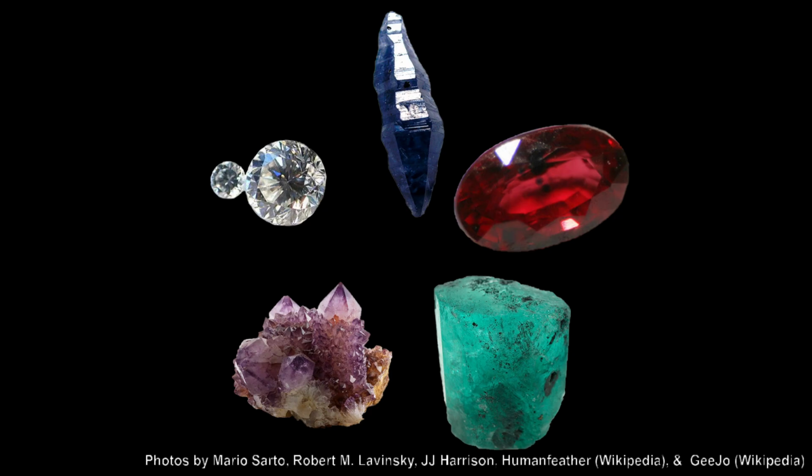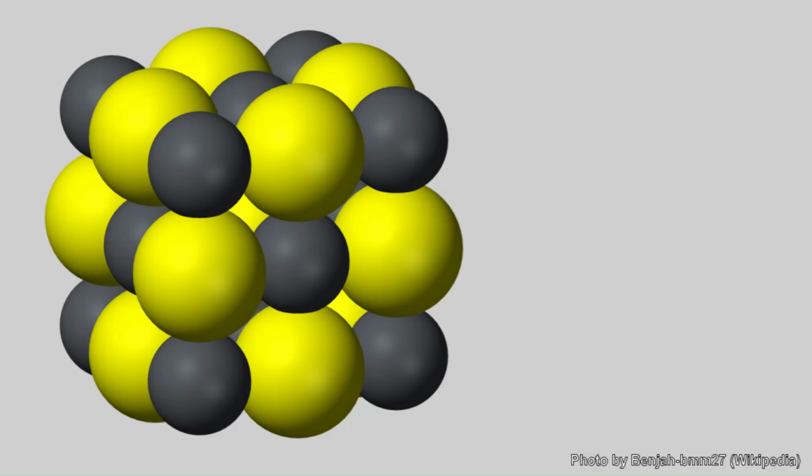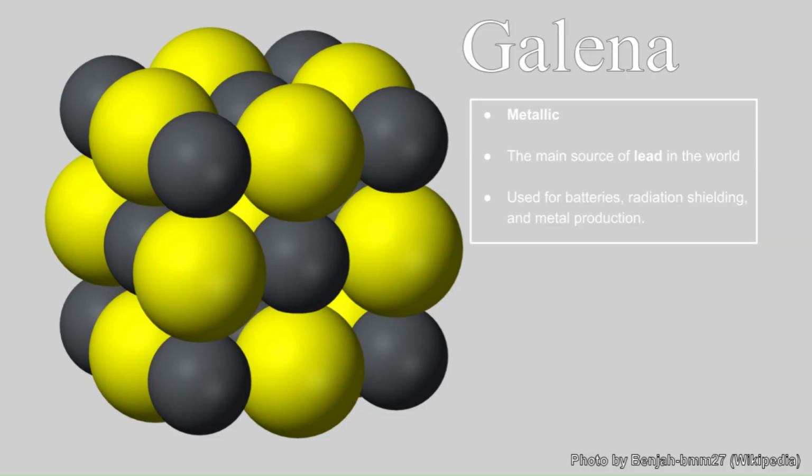The chemical properties of a mineral are very important, and this will help scientists learn how to identify them. The way atoms arrange themselves within a mineral determines everything, from their color, shape, hardness, and even taste and odor. For example, this is the atomic structure of galena. Galena is a metal and is the main source of lead in the world. It's used for many applications, including batteries, radiation shielding, and metal production.